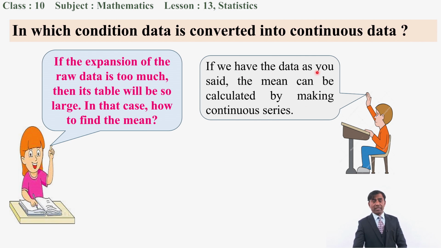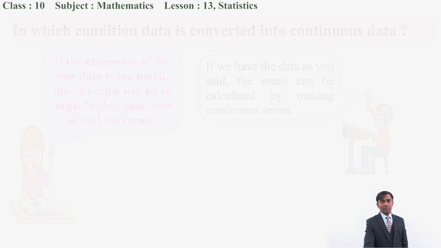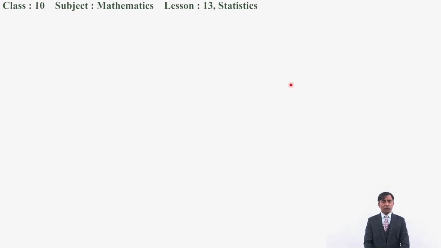So if we have the data, the mean can be calculated by making a continuous series. If the given raw data is so large and the table is so large, in that condition, we have to convert into the grouping form, making it continuous, and then we find the mean for the given data. So let's introduce how to change.